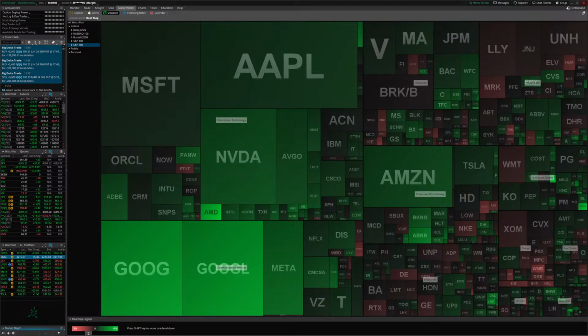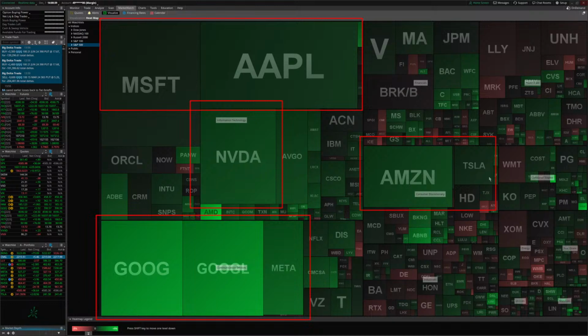This is a heat map in Thinkorswim. This is showing, you can just see all these Magnificent Seven stocks. Whoops, wrong tool. They make up a huge portion of the S&P 500, have a very strong influence on price action, and an even stronger influence on NASDAQ.